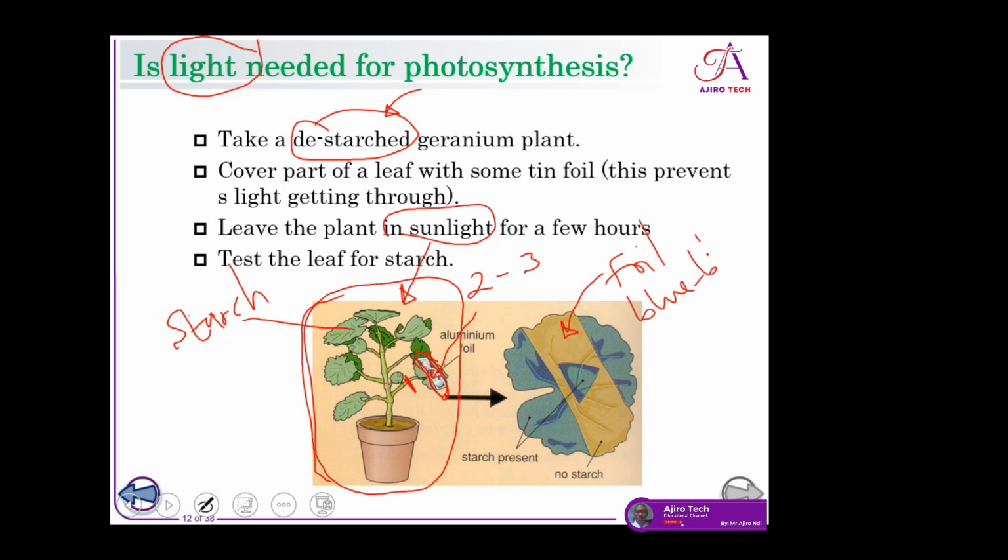It won't turn blue black. It's going to remain brown yellow, showing that no starch is stored there, meaning that the part covered with the foil did not receive light, and so that part did not carry out photosynthesis. Do you get? So that's just a simple test to show that light is needed for photosynthesis. Any question? No, I'm okay.